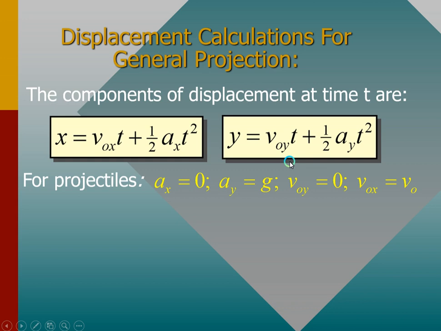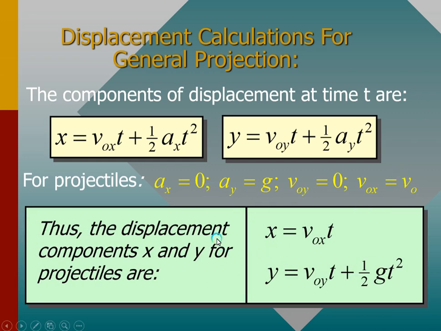So, okay, but take note, for projectiles, may ara kita kinanglan i-consider. Your ax is equal to 0. Wala kita acceleration horizontally. So, vertical lang ang may acceleration. Ay, so ay natin will be equal to gravity. So, initial natin nga y component will be equal to 0. Then initial naton nga x component will be equal to V0, kung ano lang ang value sa imo initial velocity.